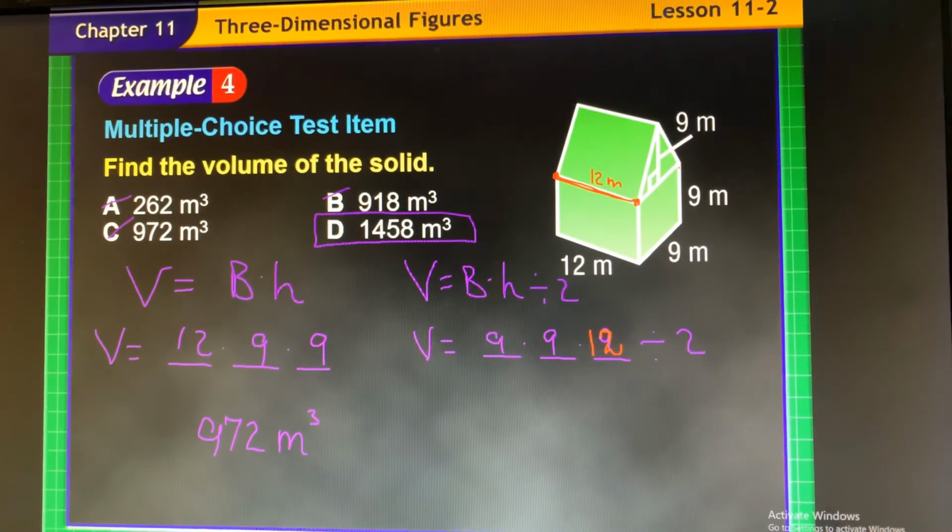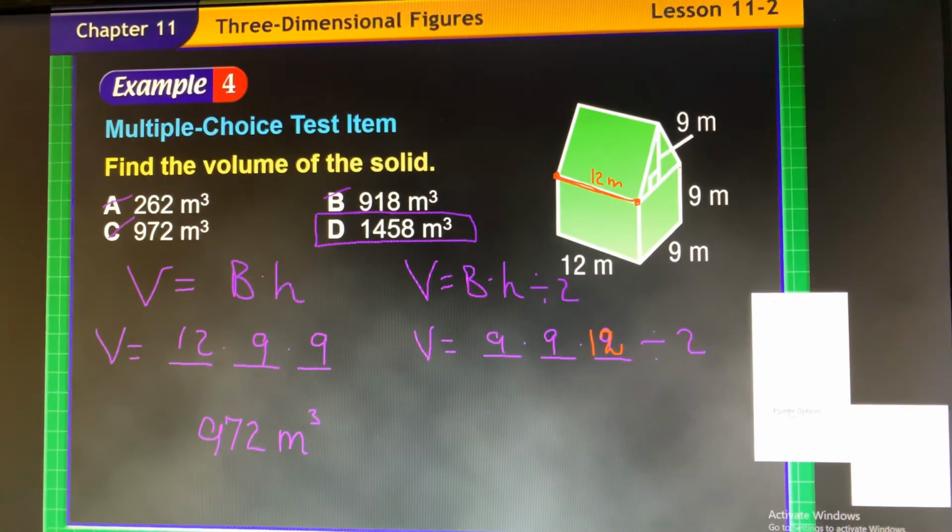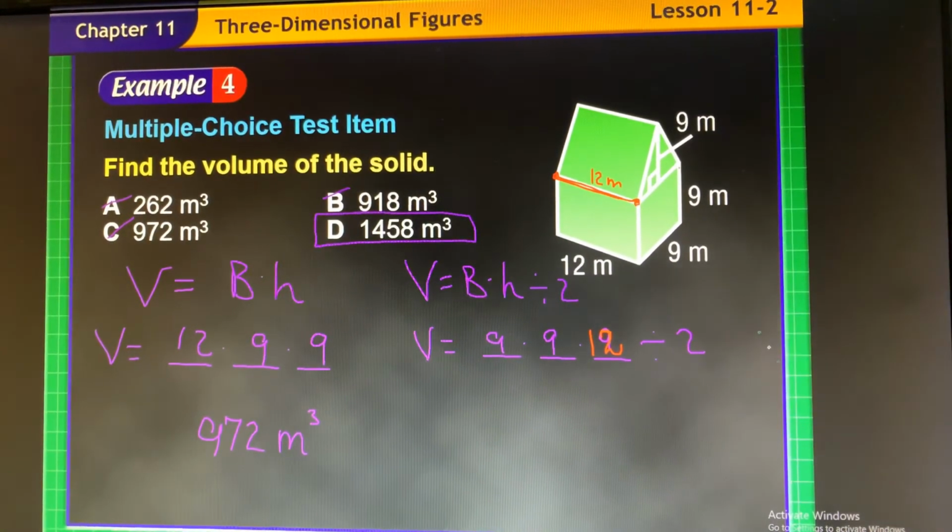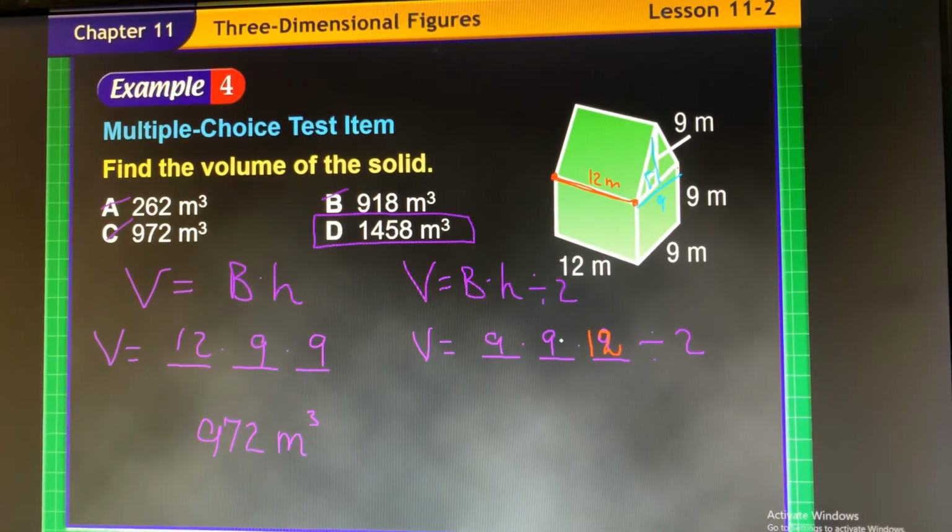So the height of my triangle is here. This and this, creating that 90-degree angle. It's 9 by 9. So my triangle is 9 by 9. The height of the whole figure is 12. So it's 9 times 9 times 12 and divided by 2. And you should have 486 meters cubed. And then you're going to put those both together.